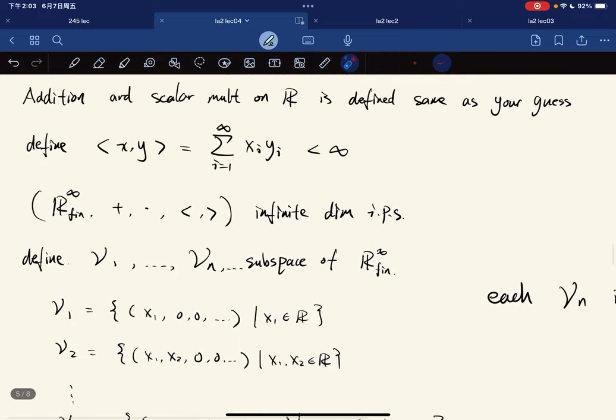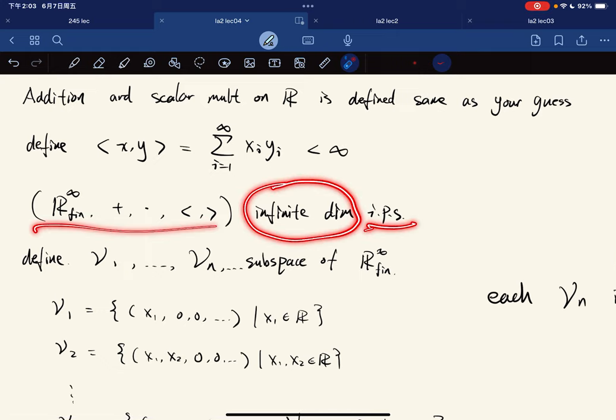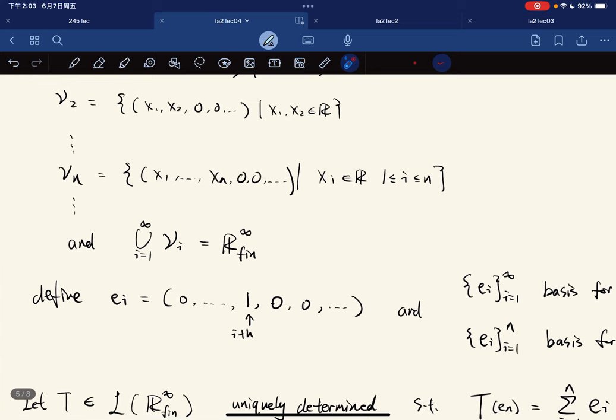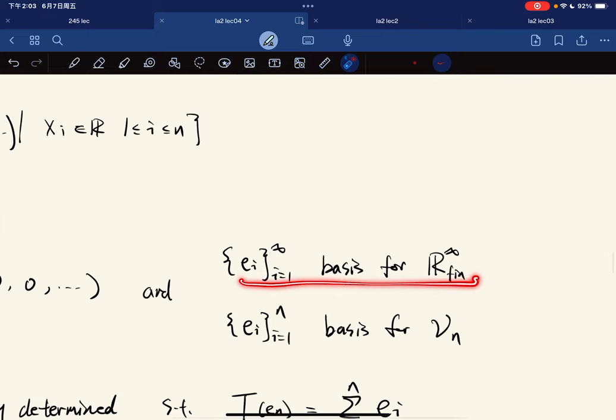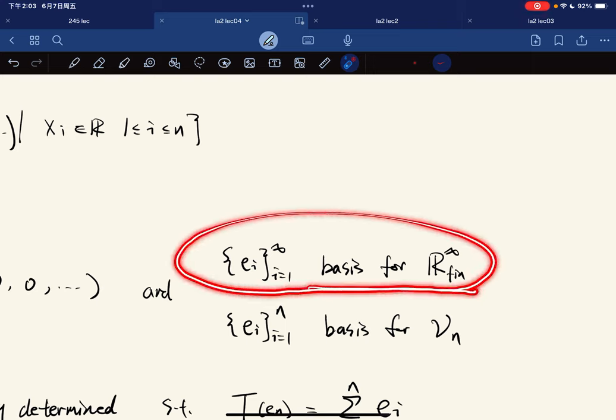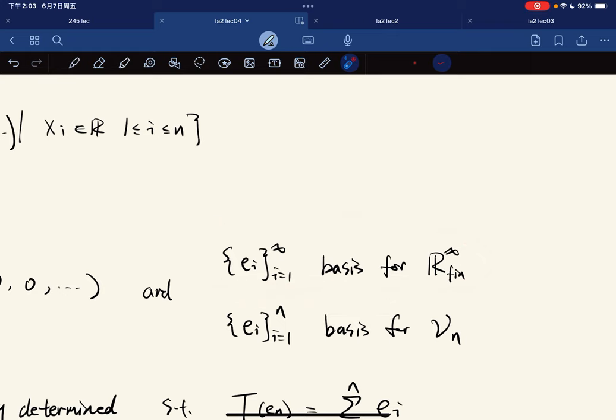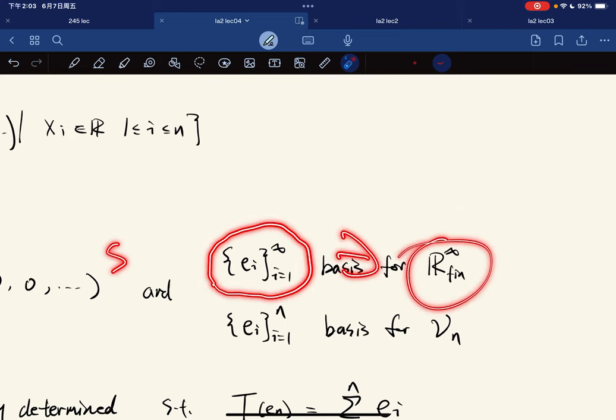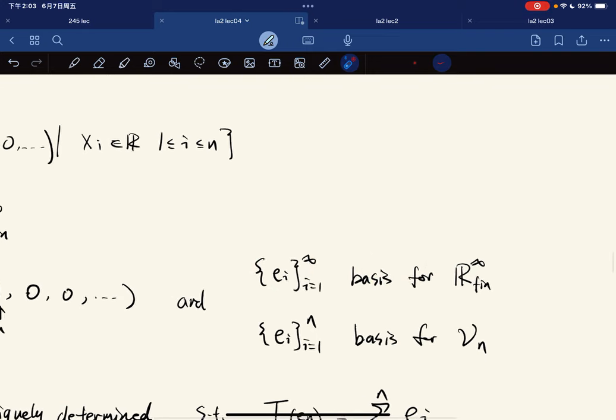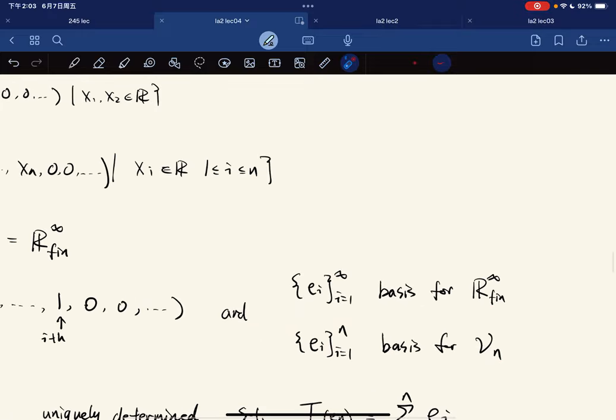So it is an inner product space, but why is it infinite dimensional? Because we have a basis that is an infinite set. If you take e_i to be the sequence with only the ith component equal to 1, then this is a basis for the space. That's why we say it is an infinite dimensional vector space. Verifying this is a basis is really easy, because every element here is in the span of these vectors. And e_1 through e_n is a basis for Vn, also easy to check.